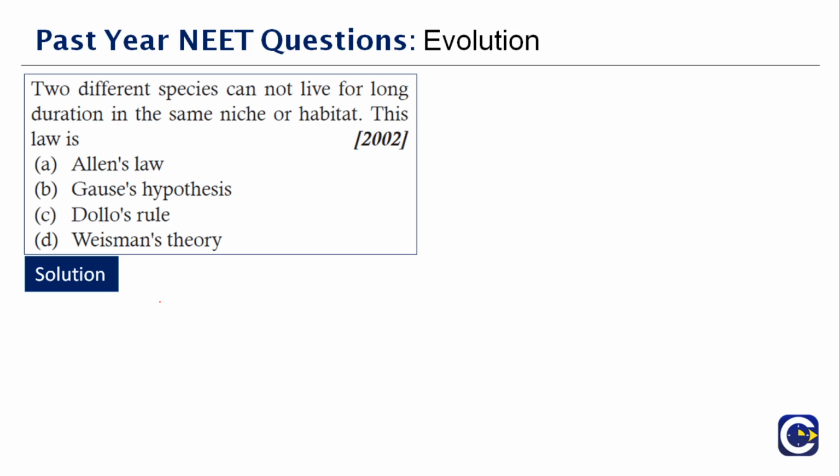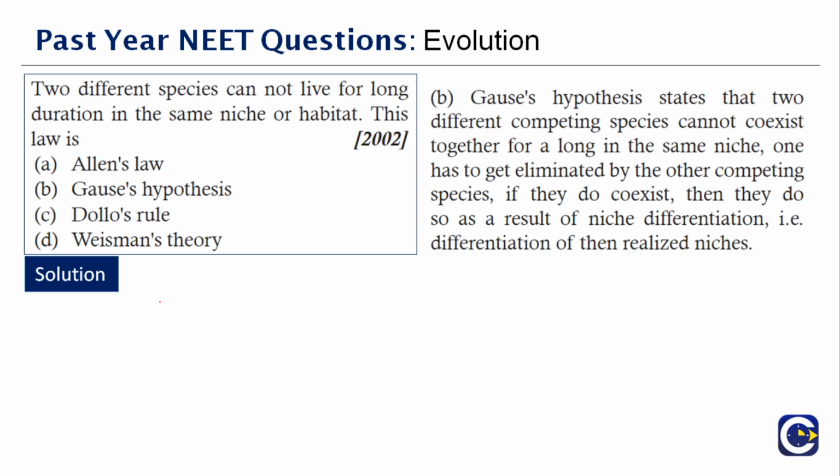if there are enough resources, there will not be a fight. But as the resources become scarce, what happens? Automatically, these organisms will start to compete. The one which is fit and strong will obviously survive and beat the other. So two different species cannot live for a long duration in the same niche or habitat. And that was given by Gause's law, Gause's hypothesis, and option B is the answer. Okay, next question.